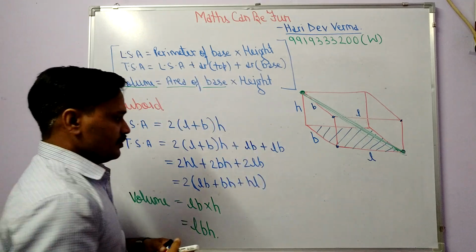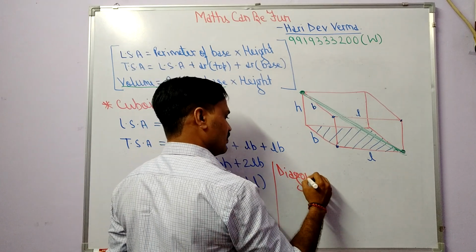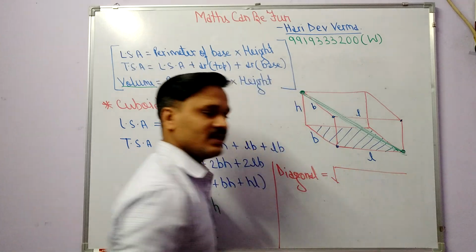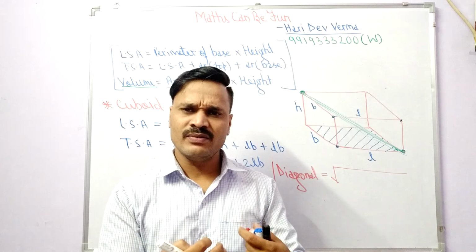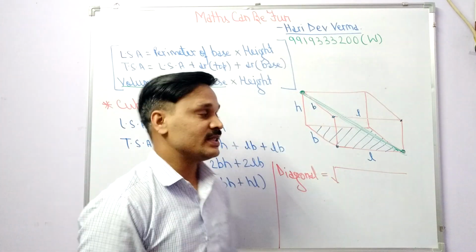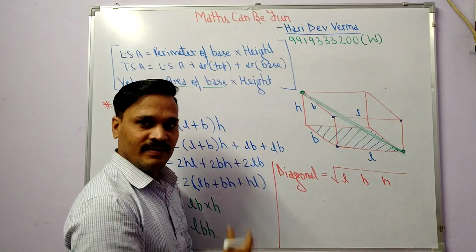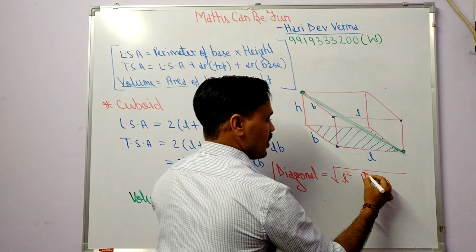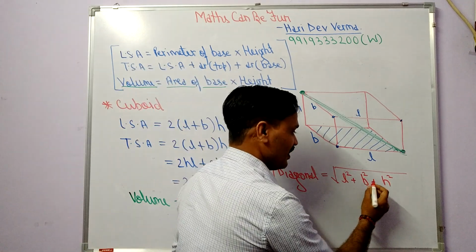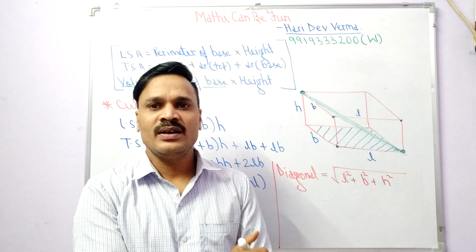So the diagonal of the cuboid is equal to the square root of the sum of the squares of all sides. The sides are L, B and H. Three sides, square all three and add them. That's it. From this formula we will find the length of the diagonal.